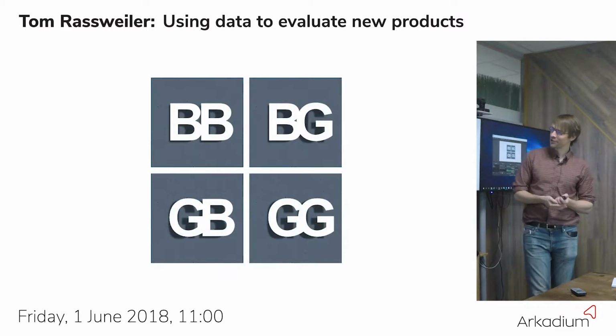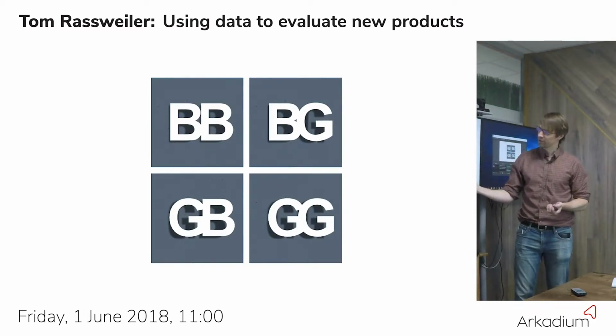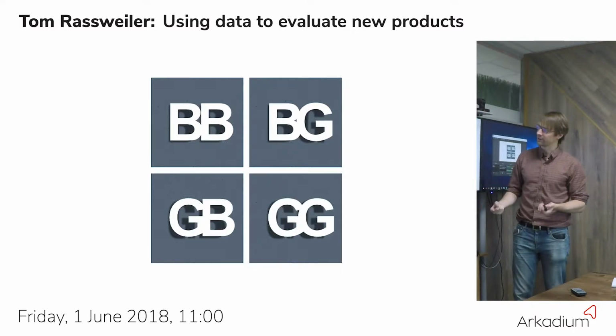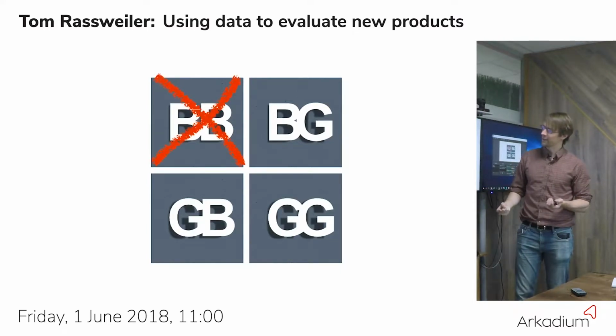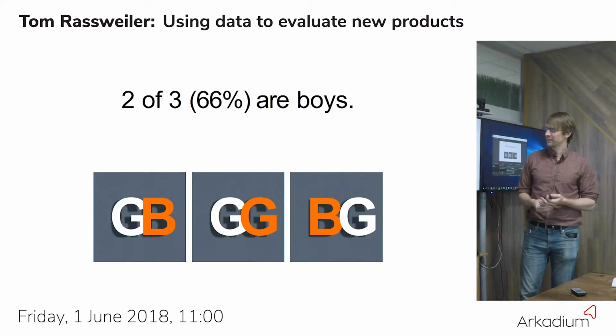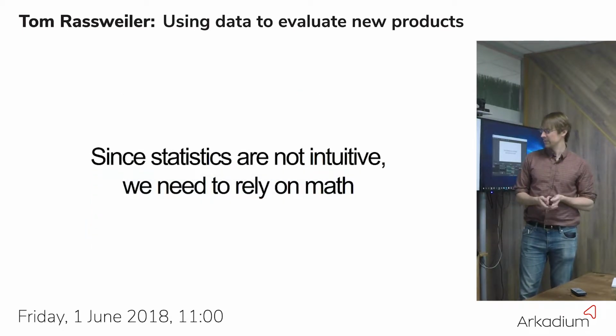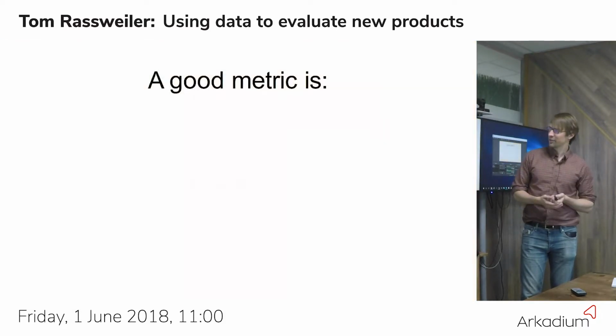Because the real way you describe this problem is, well, I have two kids. These are the options. It's either a boy-boy, boy-girl, girl-boy, or girl-girl. Because the order could be either. And it's not a boy-boy because you have at least one girl. So the actual math is that it's 2 out of 3, or 66% chance that the other one would be a boy. So since statistics are not intuitive, we need to rely on math.